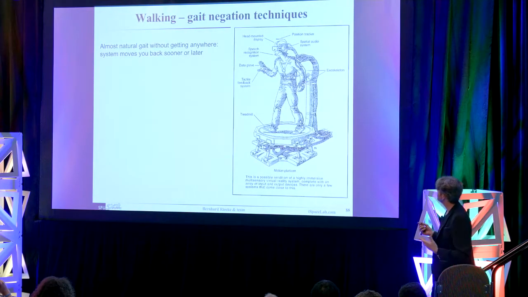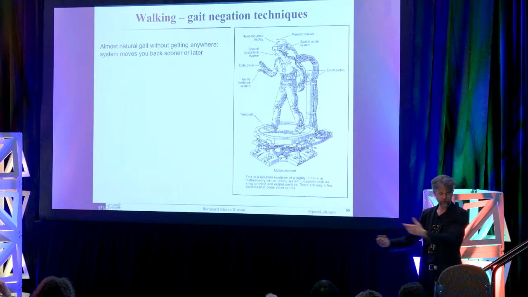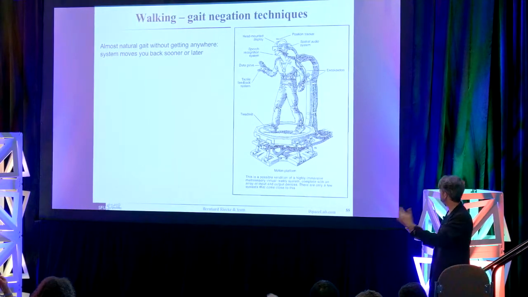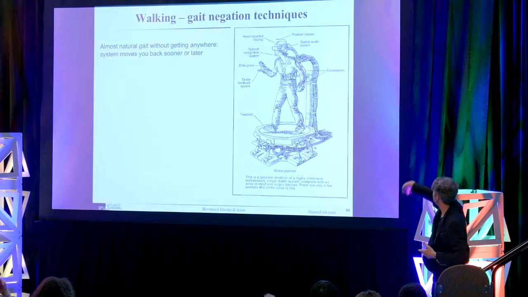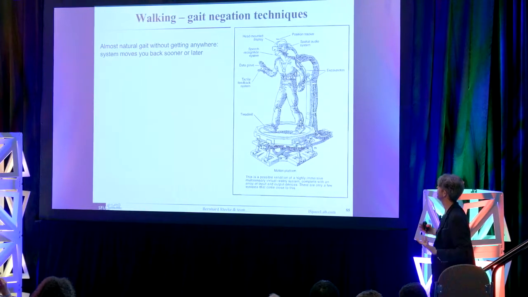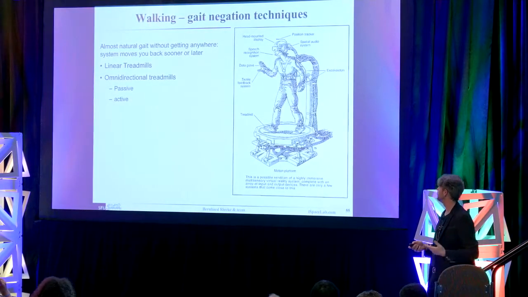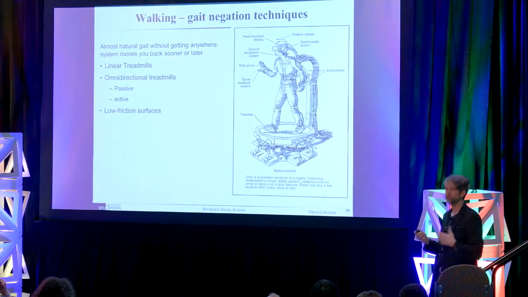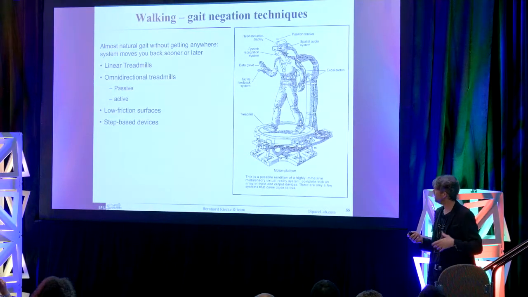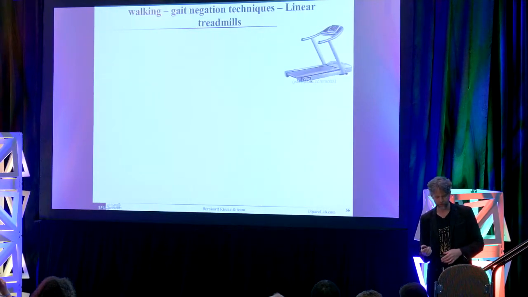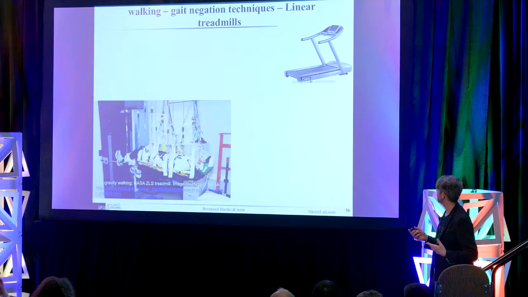Another possibility is to use gait negation techniques, so where basically you're being pulled back, even though you're normally moving. So here's a really old description of how an ideal setup might look like. So we can have linear treadmills. Omnidirectional treadmills are a lot harder to make. I'll give you a few examples. You can have low friction surfaces, step-based devices. I'll show you some in a moment. So the classic is linear treadmills.